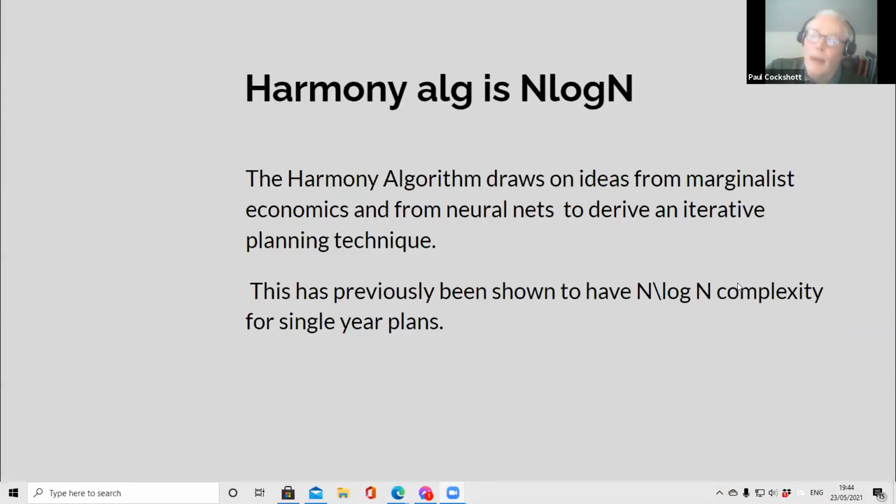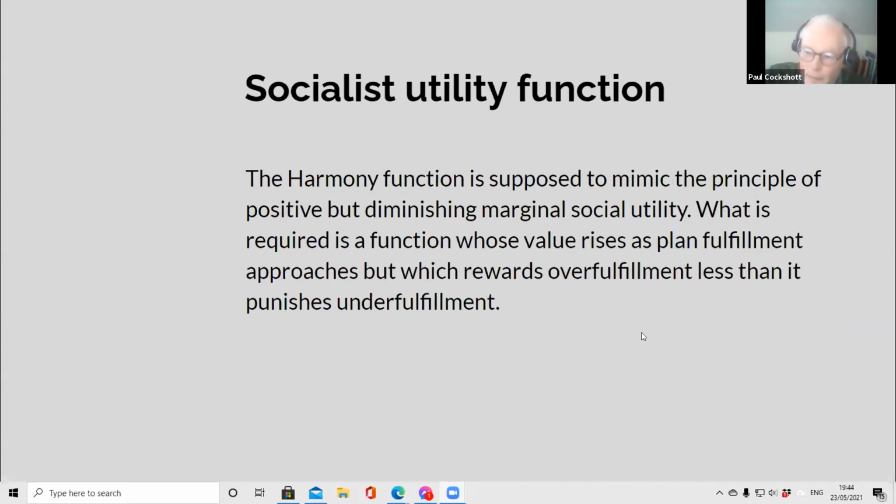Now, the harmony method: we tested this in the 1990s and it had an n log n complexity, which is much better than n squared. Basically, it uses a socialist utility function, which is that you set a plan, and if you fall short of the plan, that's regarded as much worse than having a surplus. You want to avoid falling short, but it's nice to have a bit more.